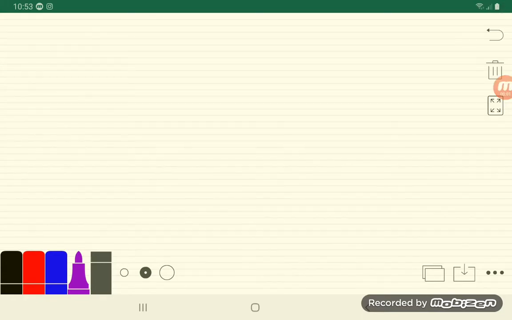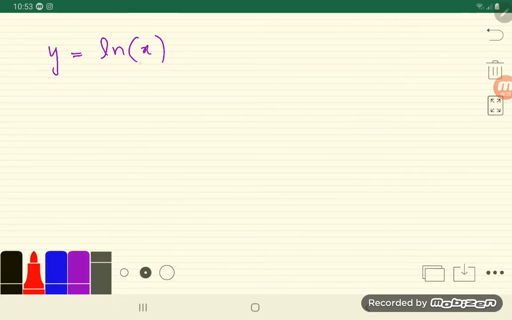Okay, hello everyone. So in this video we are going to see how to deal with the natural logarithmic function. Here the notation of the natural logarithmic function can be written in the form of y equals ln x, or ln x, where the value of your x here is supposed to be more than 0.